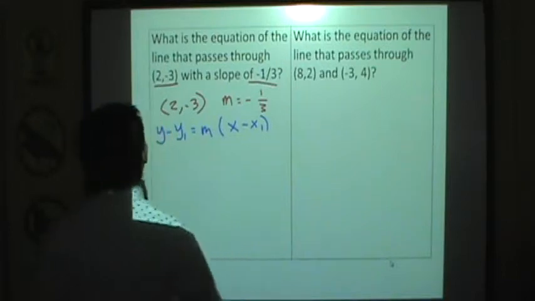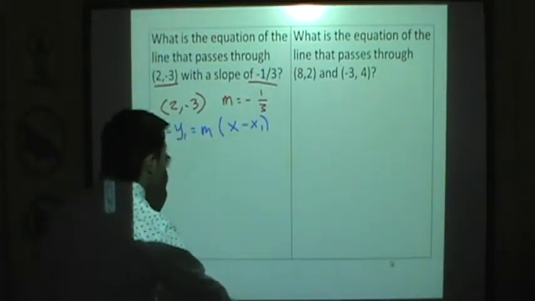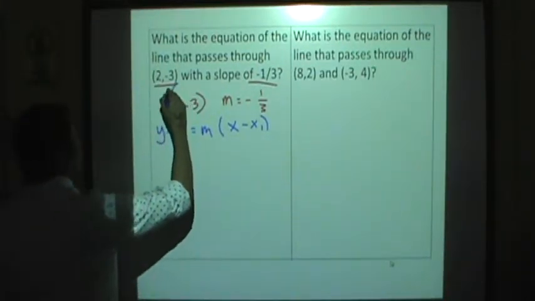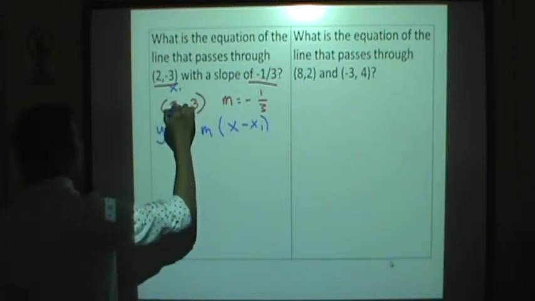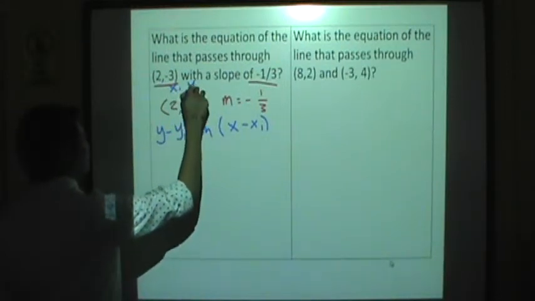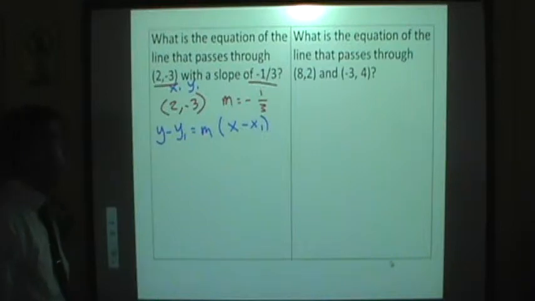So let's go ahead and plug in. Now you have to remember, last time you learned that for this point we can label this as x1, and then the second one is y1.